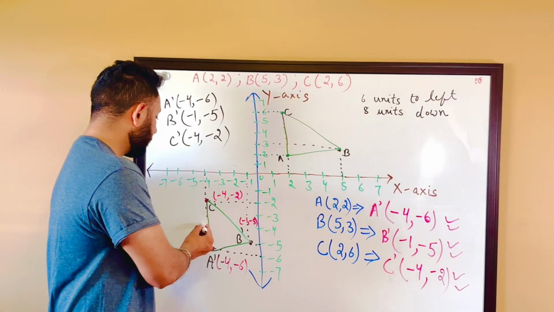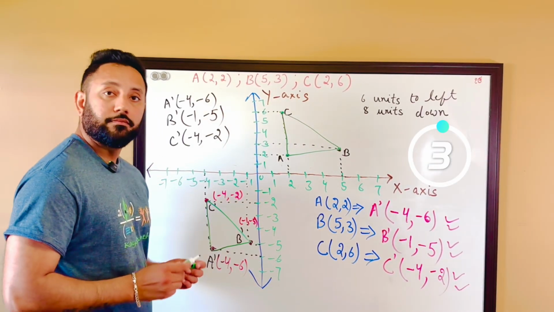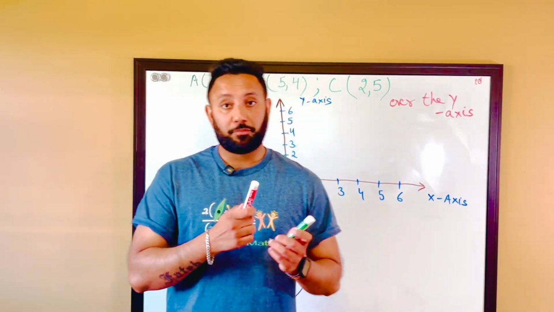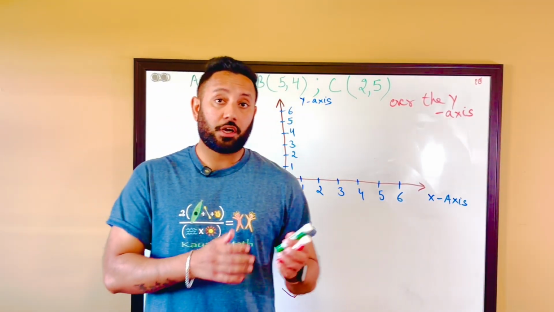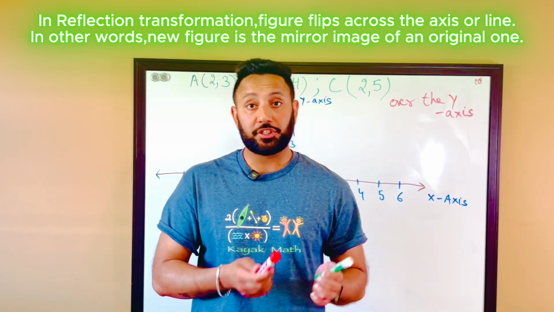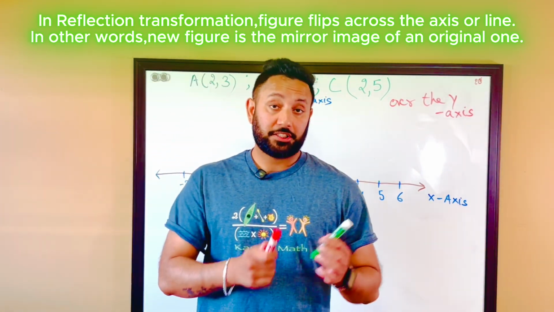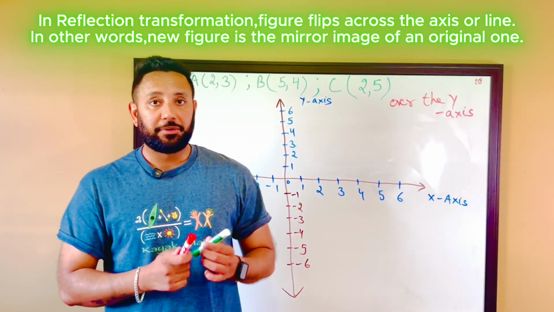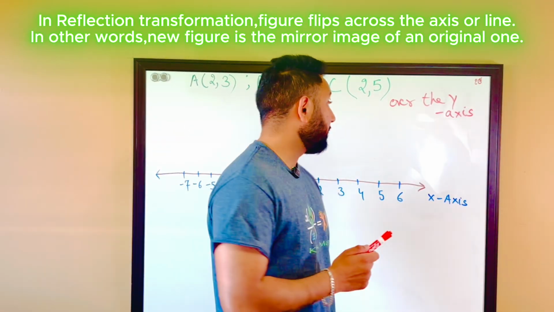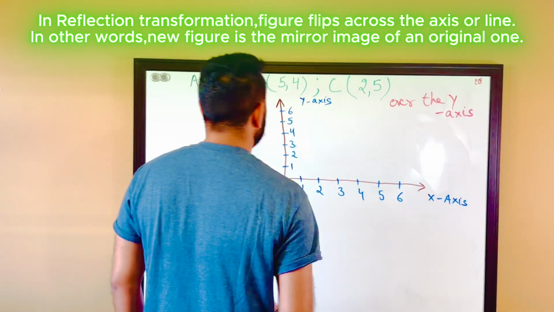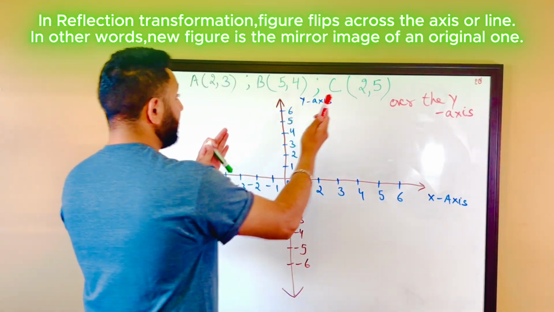So this is our new figure and solution. Our second type of transformation is reflection. When we apply reflection transformation, the figure will flip across a line or axis. Or we can say that the new figure will be the mirror image of the previous one.